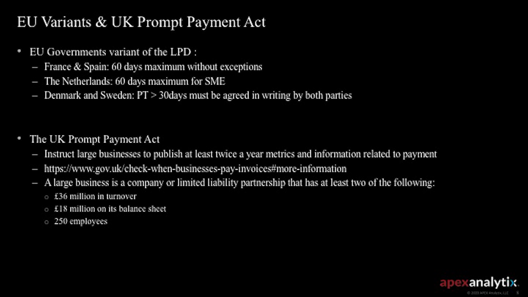So there's a condition here. A large business company that has at least 2 of the following, it's mandatory for them to publish this information. So it's either 36 million in turnover, 18 million on its balance sheet, or 250 employees. So if any 2 of those conditions are met, they need to publish this information on the government site. Yeah, so I guess this shows that company size and supplier size is an important factor that you need to be considering, as well as supplier region.